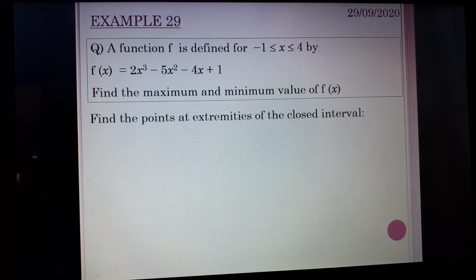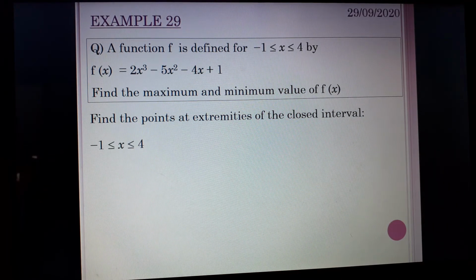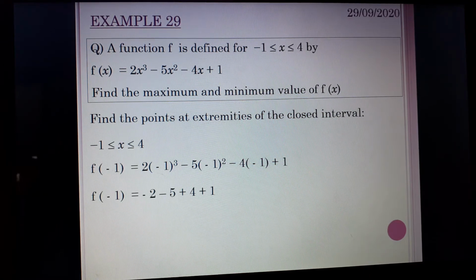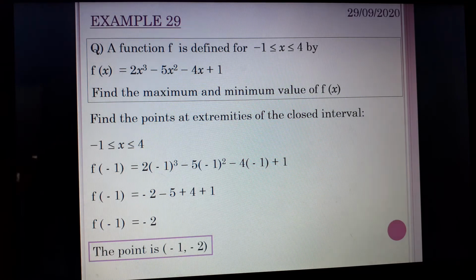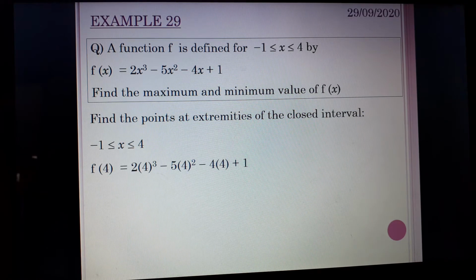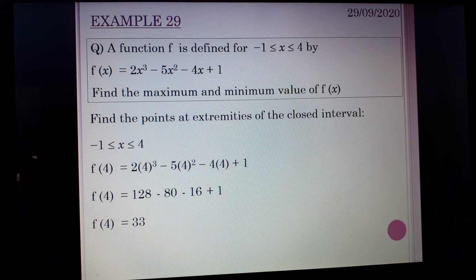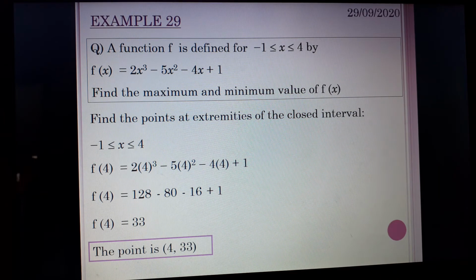Okay. So we find the points at the ends of the closed interval. The closed interval is given as between negative 1 and 4. So we're going to now put f of negative 1 into the f function and see what the y value is for that. That y value turns out to be negative 2. And let's put 4 into it as well, to see what the heights are. So let's see what y is when we find f of 4. It's 128 minus 80 minus 16 plus 1, which is 33. So that gives us the coordinate 4 and 33.